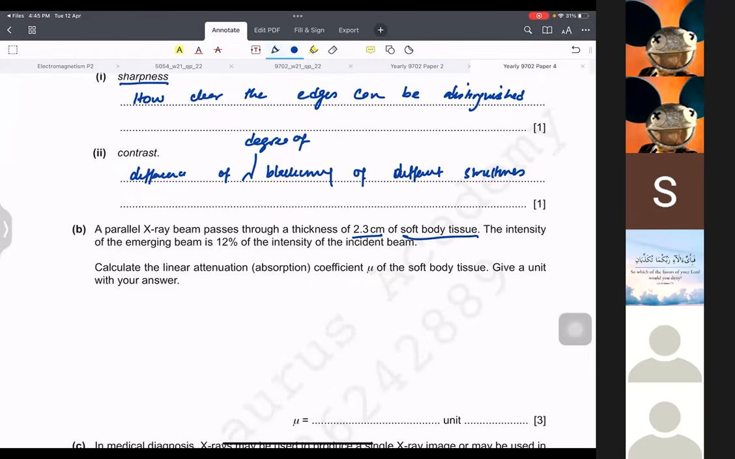Now, a parallel X-ray beam passes through a thickness of a soft body tissue. The intensity emerging of the beam is 12% of the incident. So there is a tissue. The intensity was, let's say, I naught, and when it emerged, it was 12% of I naught, the new intensity. Then the length is 2.3 centimeter, and calculate the linear attenuation coefficient. Give a unit to your answer. Fine.